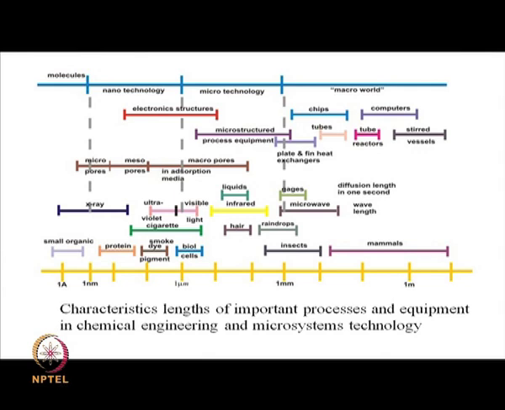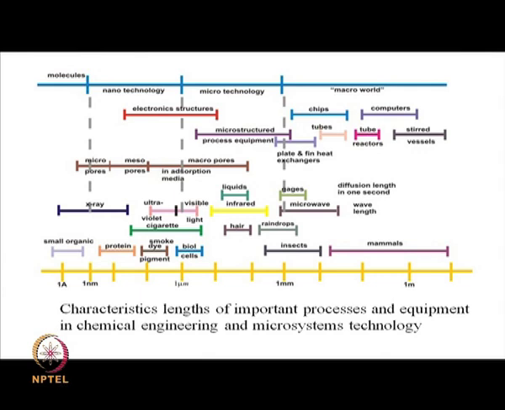If we look at the top one, when we talk about computers, this is of a length scale of about a meter, whereas the computer chip is of the order of a few millimeters to centimeters. The electronic structures in those chips are less than a micron. If we think of a chemical engineering equipment such as a stirred vessel, it consists of reactors and tubes, whereas microstructured process equipment is in the range of a few microns to about 1000 microns or so.